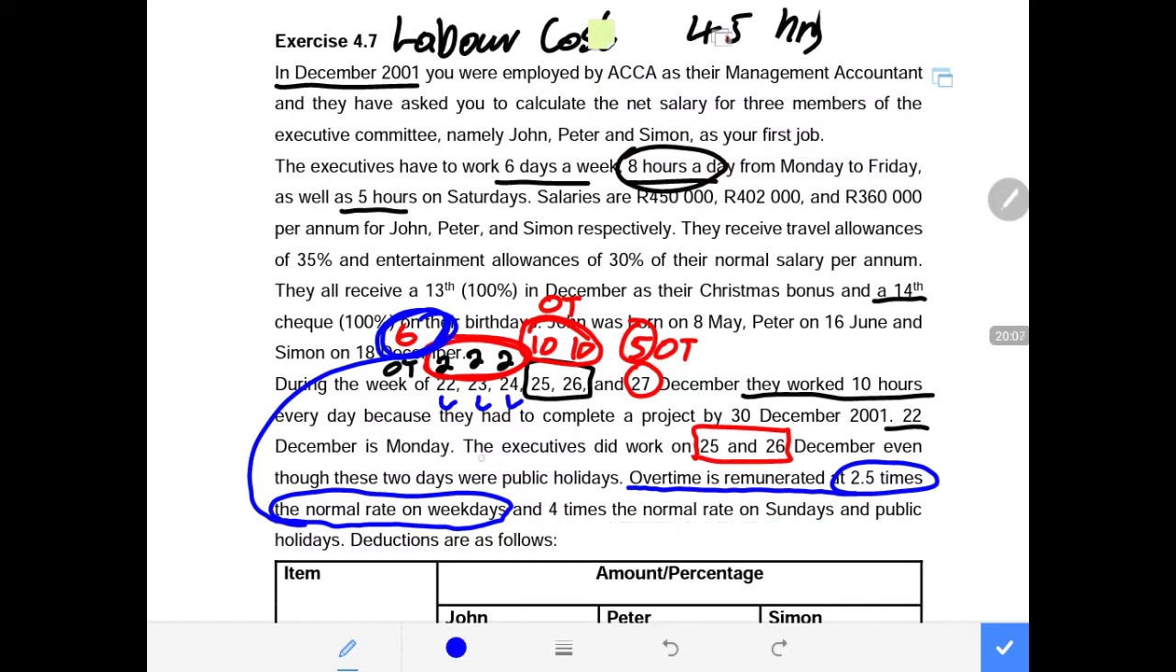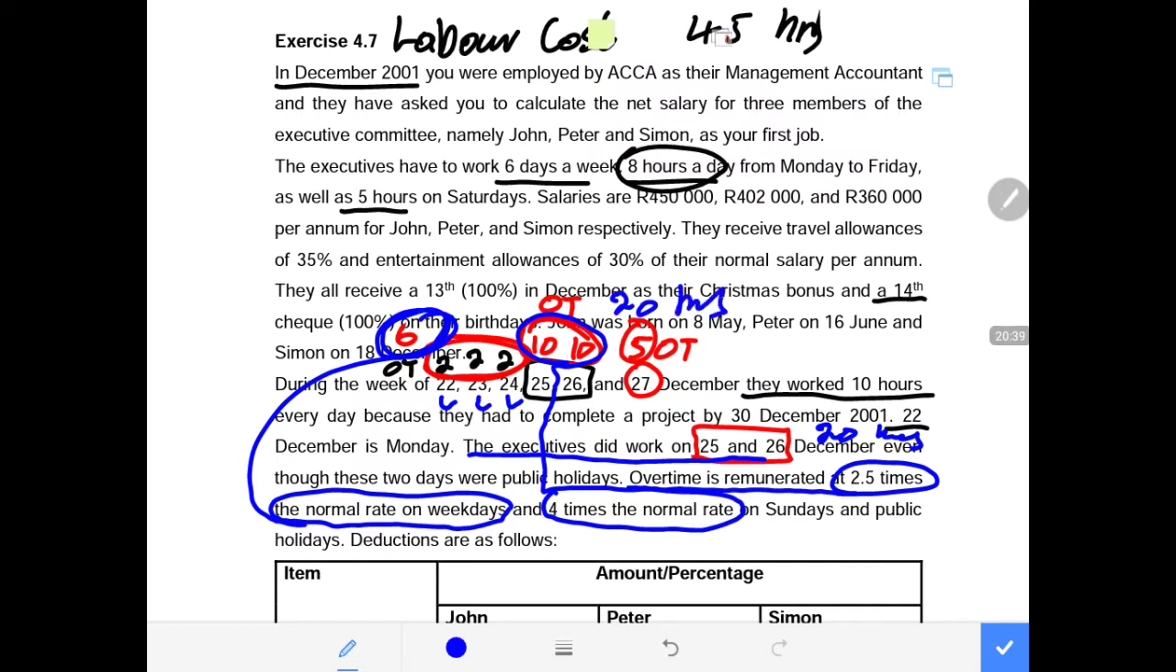And the executive did work on the 25th and 26th, and they worked a total of 20 hours over the 2 days. So this 4 times the normal rate will be calculated from that total of 20 hours, which is 10 hours on the 25th and 10 hours on the 26th. So 20 hours were worked during the public holiday, and that will be 4 times the normal rate.